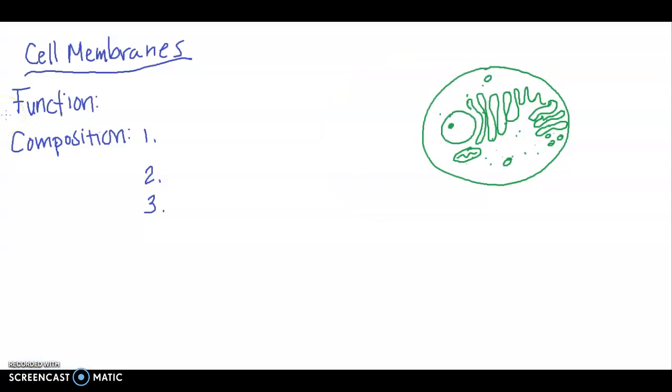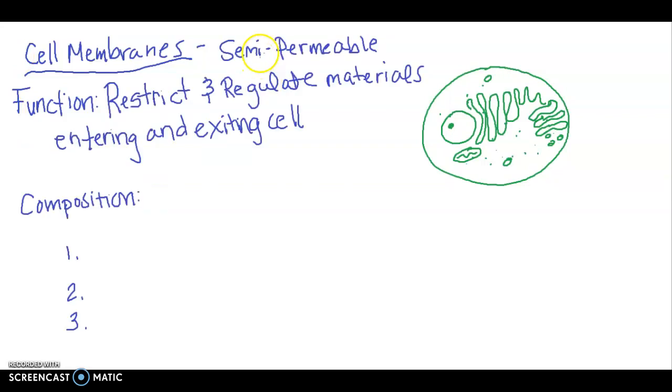In order to discuss how things move across the cell membrane, we first must review the cell membrane itself. The cell membrane separates the inside of the cell from the outside of the cell, but that's not its only function. Cell membranes are semi-permeable, meaning that some materials can easily cross the membrane, while others have a lot of difficulty. The function of the cell membrane is to restrict and regulate materials that enter and exit the cell. This allows the inside of the cell to differ from the outside of the cell.